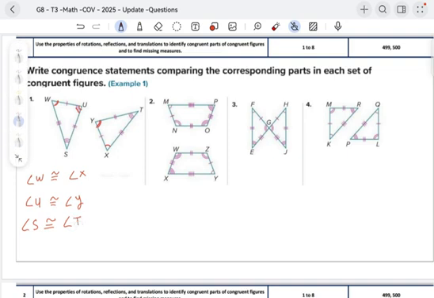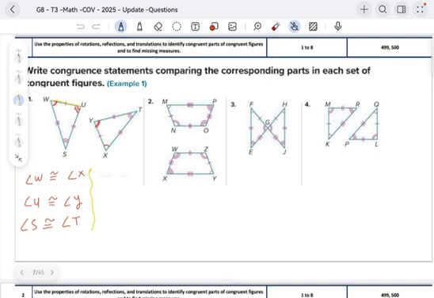Now let's go for the sides. Let's start with side WU, segment WU. It's congruent, as you can see. We start from angle W to angle U, and the corresponding side will be from X to Y. So it's congruent to segment XY.